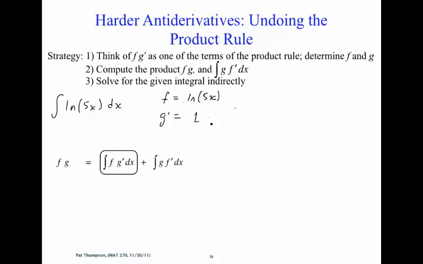Making g prime ln of 5x puts us right back where we started, because we'd have to find g, the antiderivative of g prime. But that's the problem we have. Okay, so we're going to get f prime, which is 1 over 5x times 5, not 1/5, times 5. So 1 over x. And then g is x.